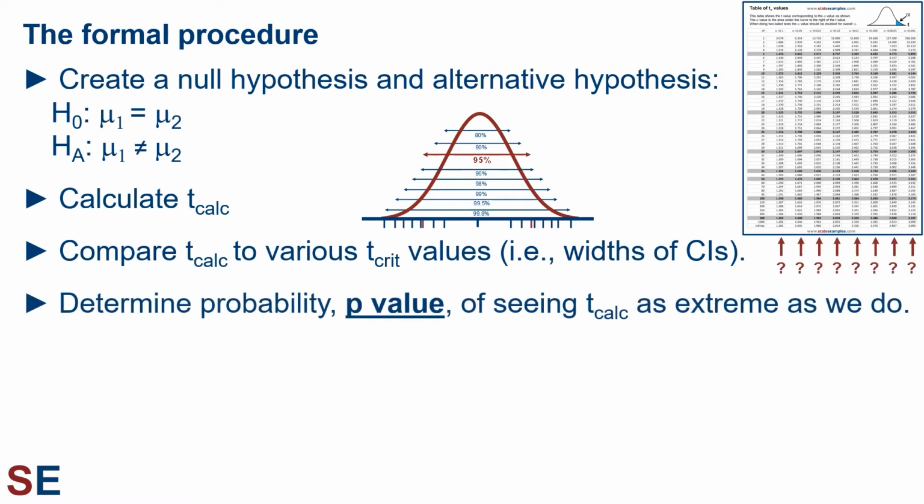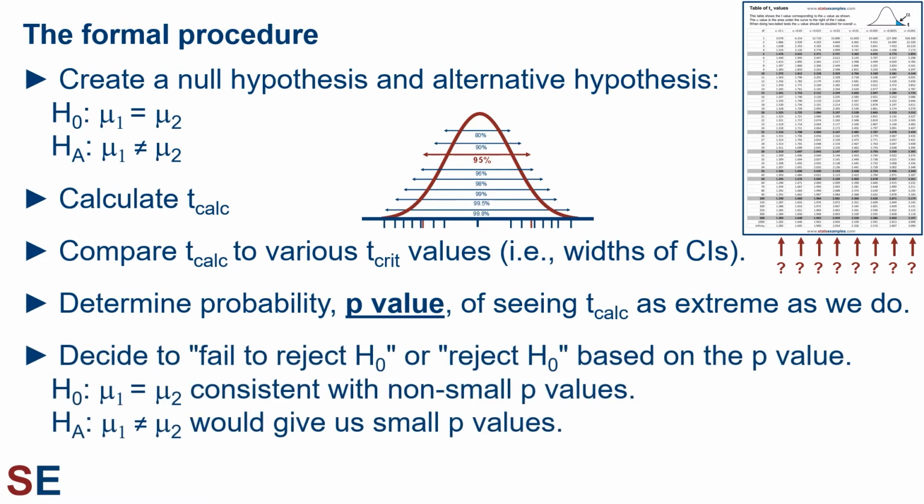Then we determine the probability, the p-value, of seeing the t-calculated value as extreme as we do. What's the smallest alpha value we could pick, giving rise to the widest confidence interval, so that the difference between the sample means would be outside that interval? This p-value is effectively the probability of seeing our sample data if the null hypothesis is true. Finally, we decide to fail to reject our null hypothesis or reject our null hypothesis based on the p-value.